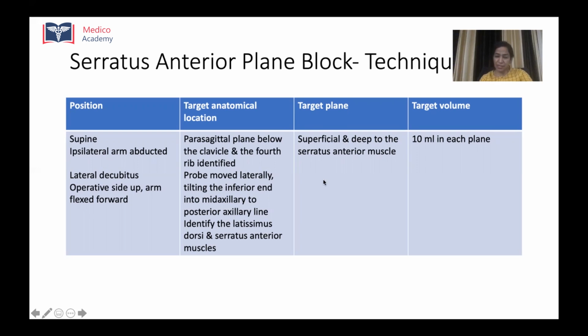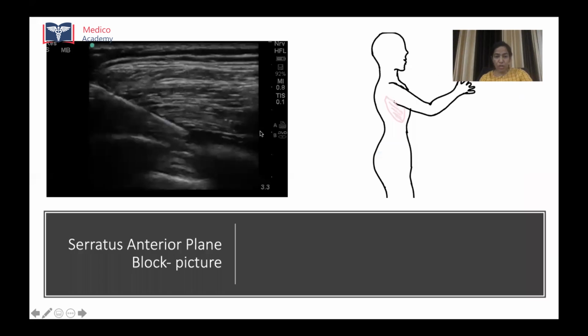Like I said, the serratus anterior muscle has two planes, a plane superficial to it and a plane deeper to it. So for the block, one has to place 10 ml in each plane. So this is the serratus anterior, and we are placing the drug underneath this plane. We can do another injection here in the superficial plane as well. So this is the plane. And the area of distribution of the serratus anterior plane block is the lateral part of the chest.